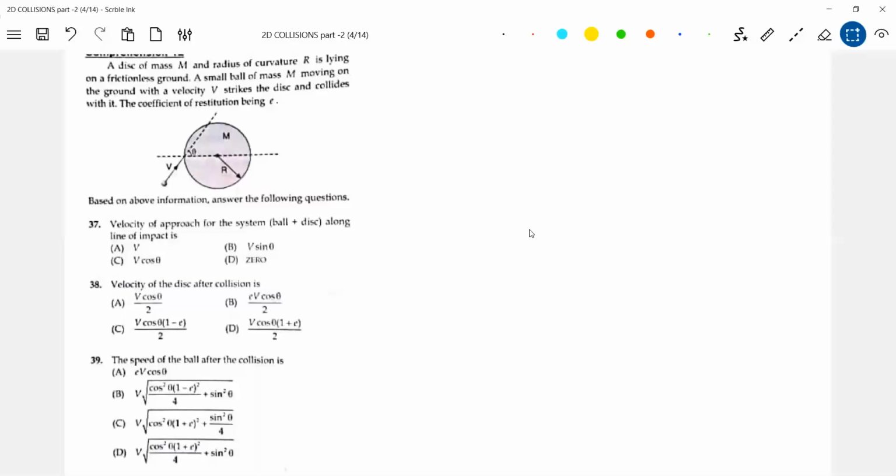The coefficient of restitution being e. We'll just calculate the velocity of the disk and the velocity of the particle. So the overall diagram is like this.